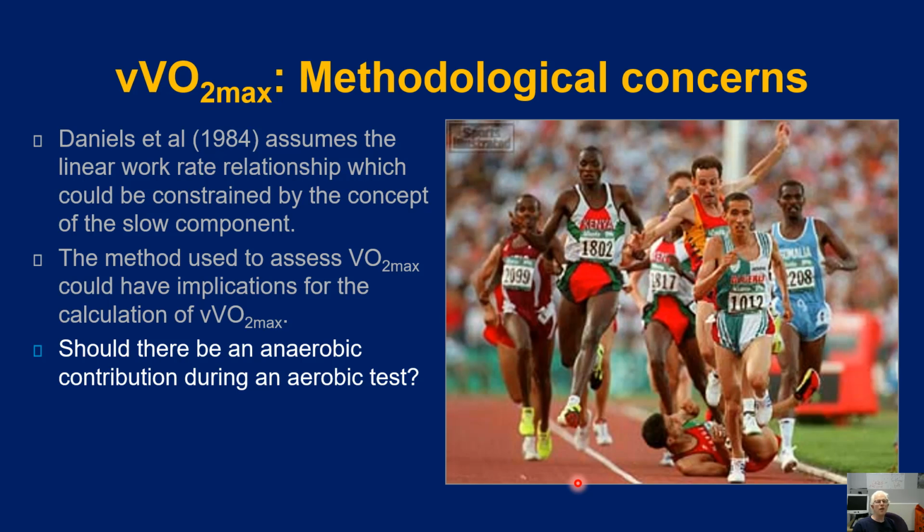And then the other part is, one of the issues that's often raised is when we actually have somebody run at the velocity at VO2 max, there's a large anaerobic contribution to this because you're asking them to run pretty close to VO2 max. And yet this is an aerobic measure. So should we or do we need to take into account the anaerobic contribution within that test?